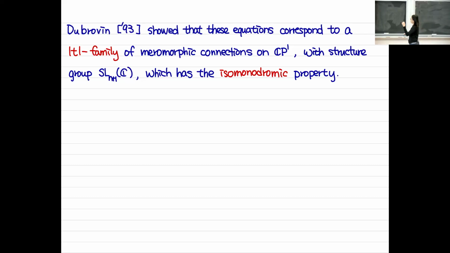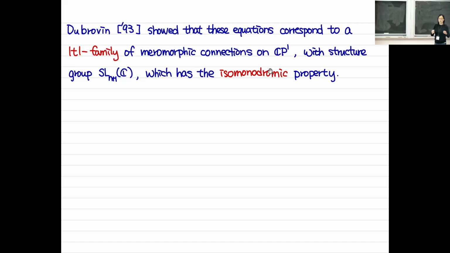So it has poles of certain order. And it corresponds to a family of them. So T is the variable that we saw earlier. And C, this is a real number. So it's a family of them and has this isomonodromic property.